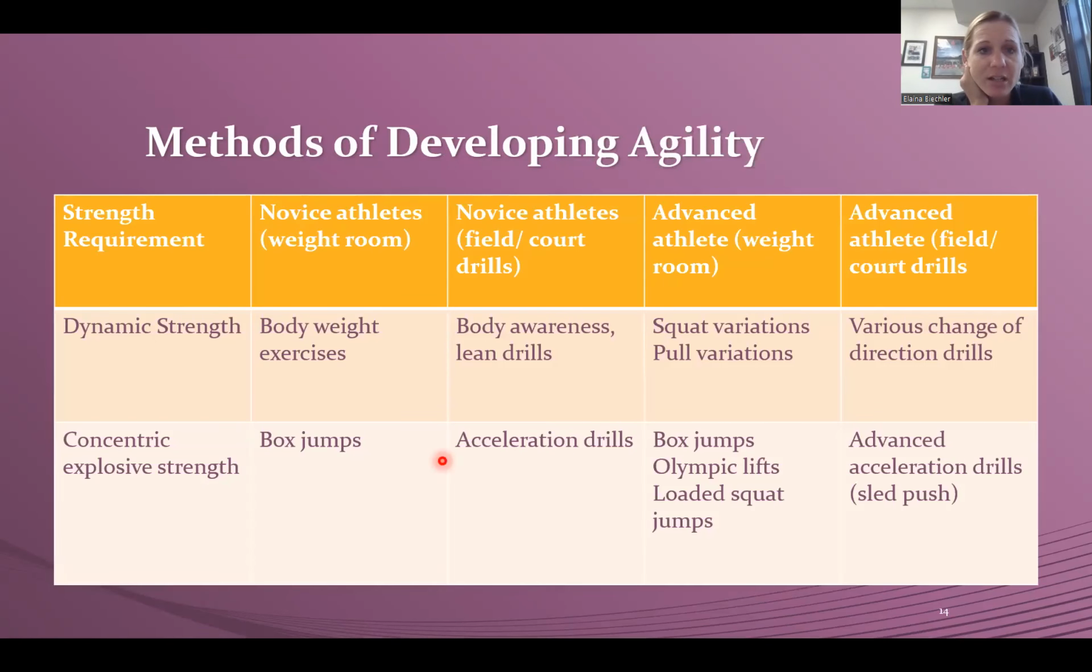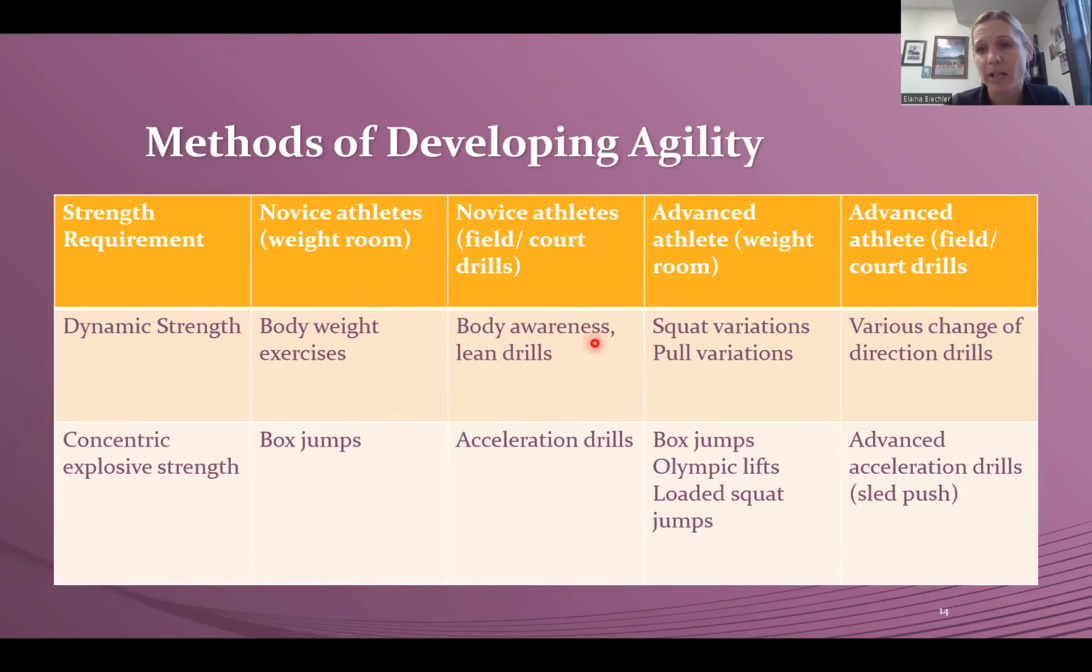So when we think about agility, methods for developing agility, there's lots of different things. This stuff comes straight from your textbook here. So we've got dynamic strength and concentric explosive strength. Let's take a look at this. Dynamic strength is going to help us with mobility during body weight and loaded training. So again, if I'm a novice athlete, I can do some body weight things in the weight room. If I'm a novice athlete, I can do some different things in the field or court.